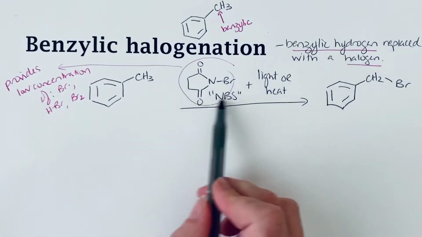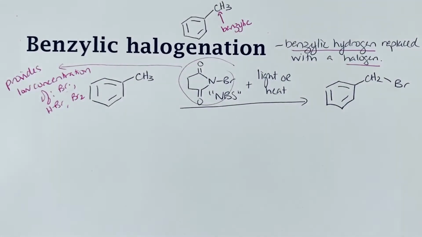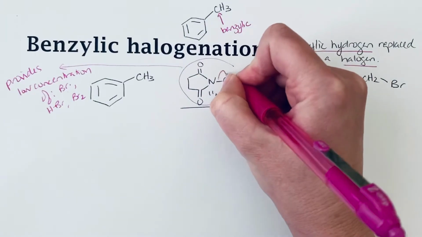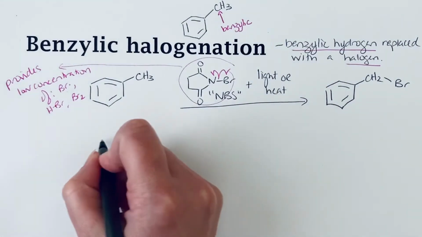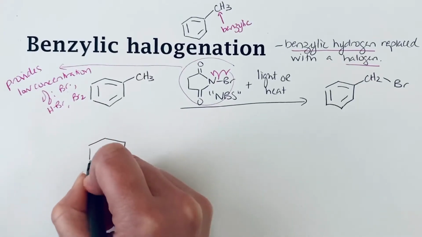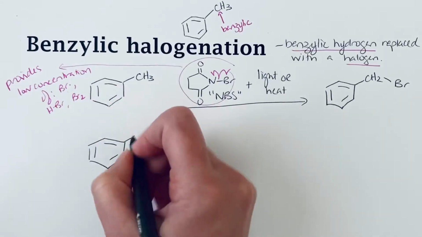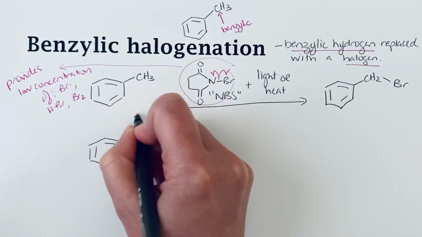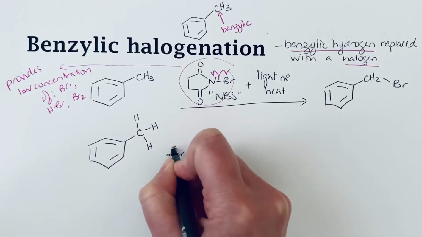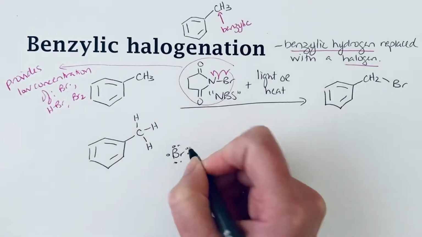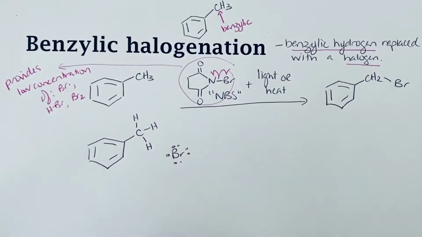So let's assume that we have generated a little bit of bromine radical from the NBS. The very first step that would do that would be the cleavage of that weak nitrogen-bromine bond. If that bond has cleaved, then we will have a little bit of bromine radical. It'll be that bromine radical that's going to react with one of these benzylic hydrogens. So if we have a bromine radical, then it can abstract one of these benzylic hydrogens.